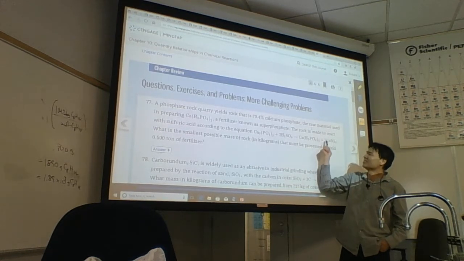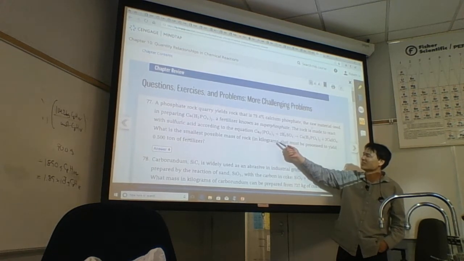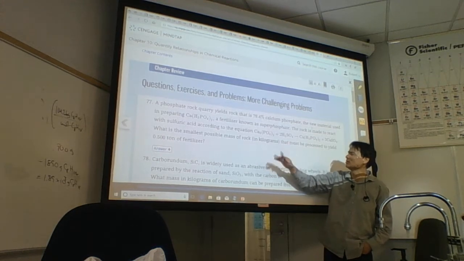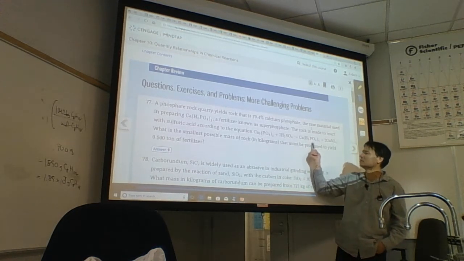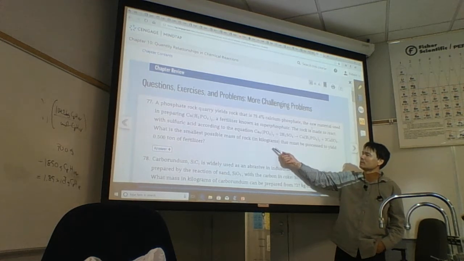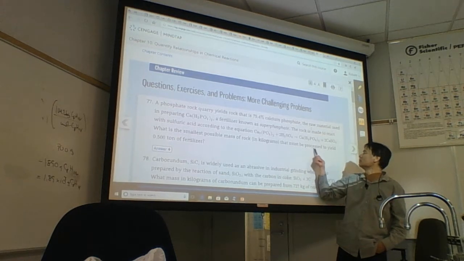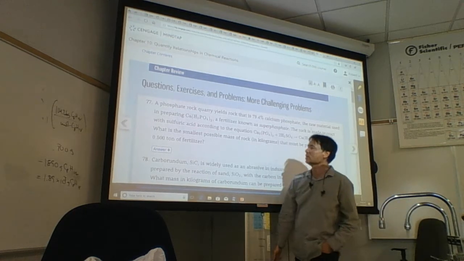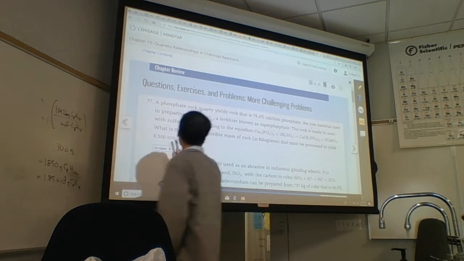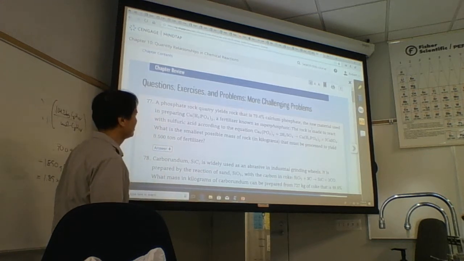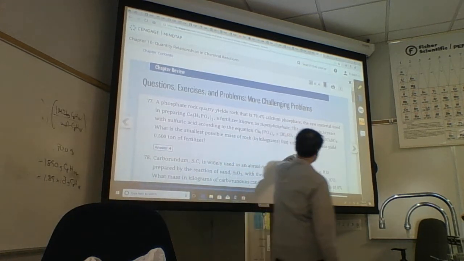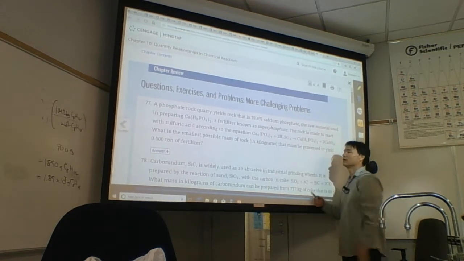The rock is made to react with sulfuric acid according to the equation. So the calcium phosphate in the rock reacts, the other stuff doesn't react, and it produces this. What is the smallest possible mass of rock in kilograms that must be processed to yield 0.500 tons of fertilizer? And so 0.500 tons of fertilizer, half a ton of fertilizer, that's going to be this, the calcium dihydrogen phosphate.